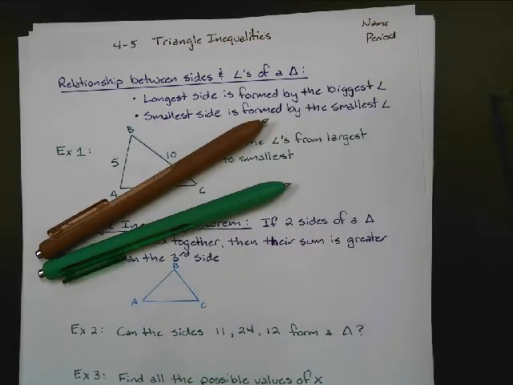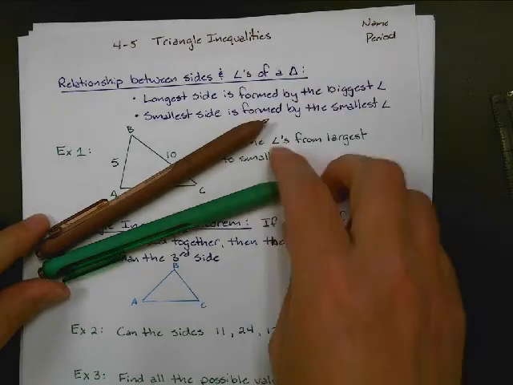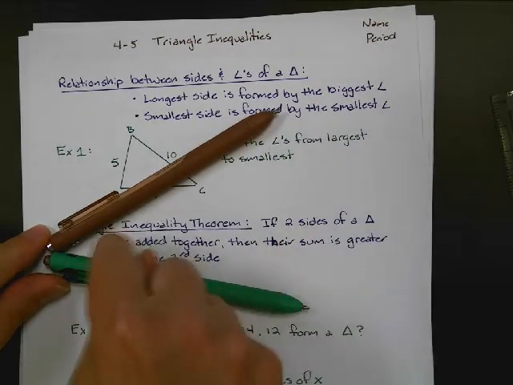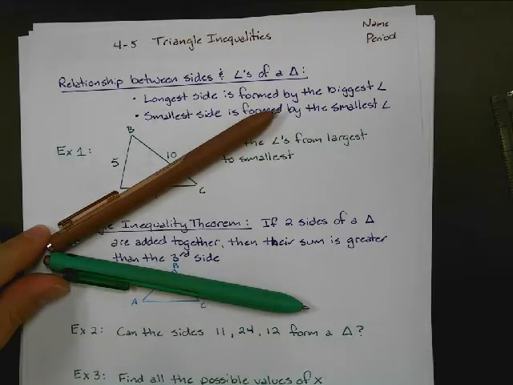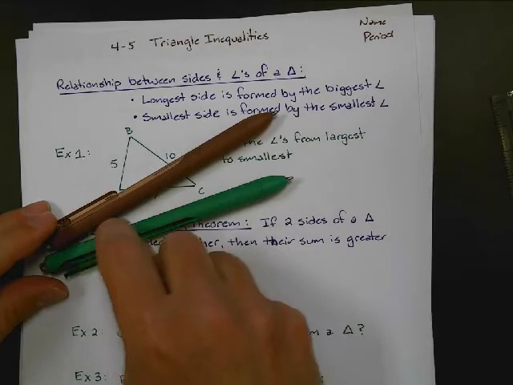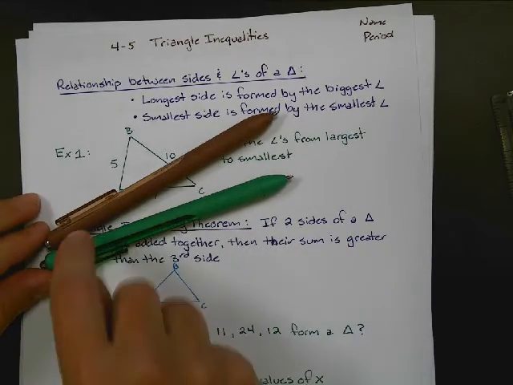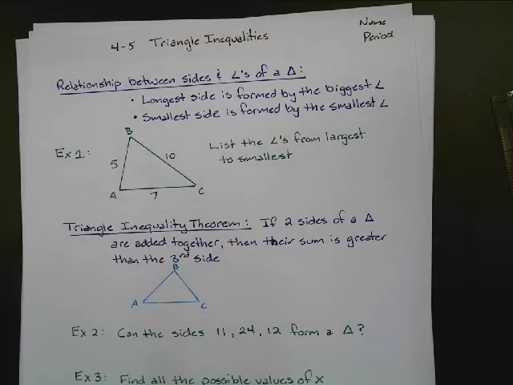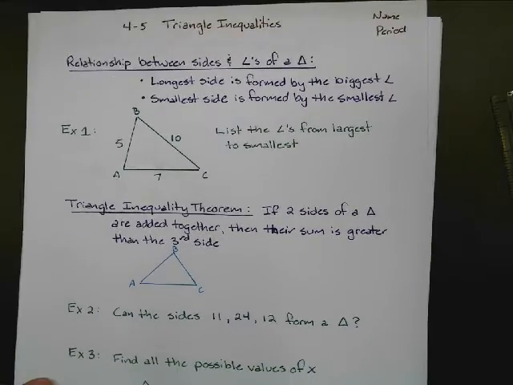So this just says if I've got a really long side like this from here to here, that means it's a big angle right here that's making it. And then if I've got a really small side, like these two pencils here make a small angle here, that's a small side right there. So the longest side is going to be formed by the biggest angle, and the smallest side is going to be formed by the smallest angle.